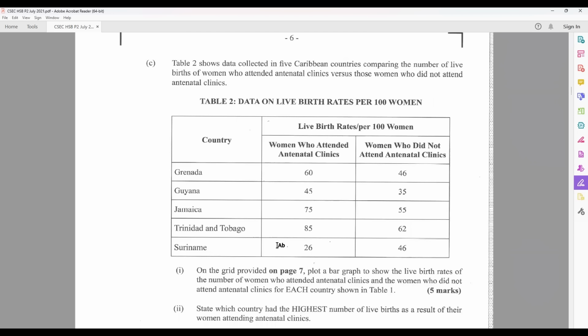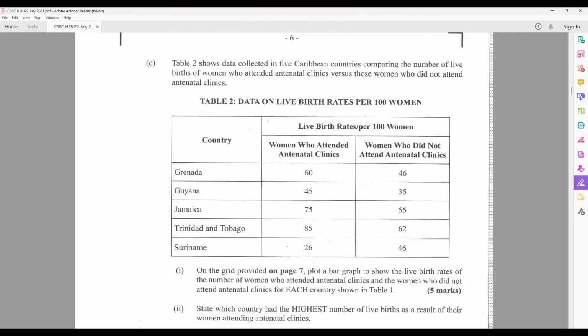Table 2 shows data collected in 5 Caribbean countries comparing the number of live births of women who attended antenatal clinics versus women who did not attend antenatal clinics. Antenatal is before they have given birth, they attend the clinic, they visit the doctor, they visit the health center. All right, this is before, this is pre. Prenatal, you may also hear it depending on the book you're reading. You may see them say prenatal or it may be antenatal.